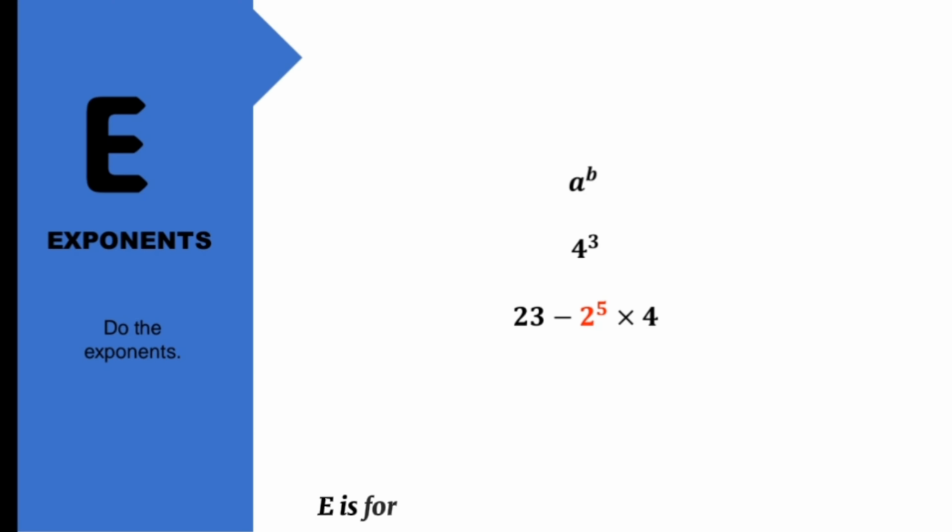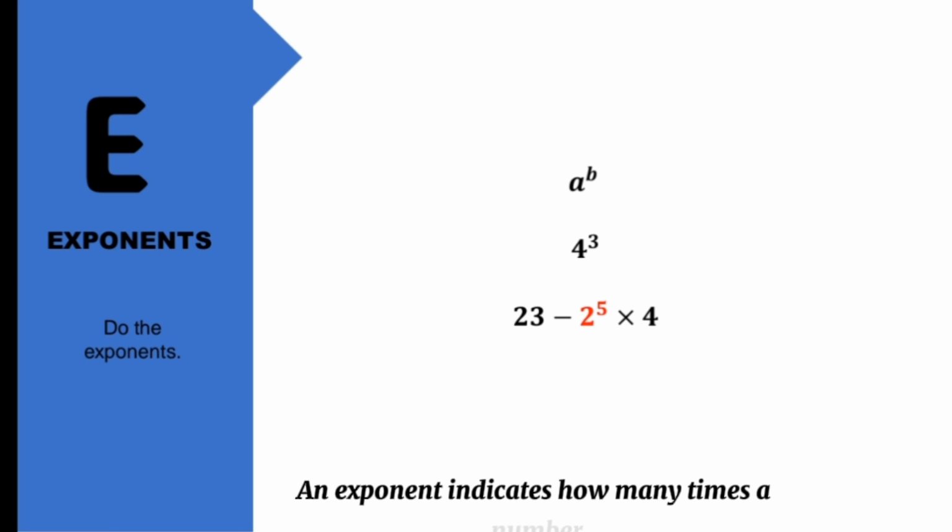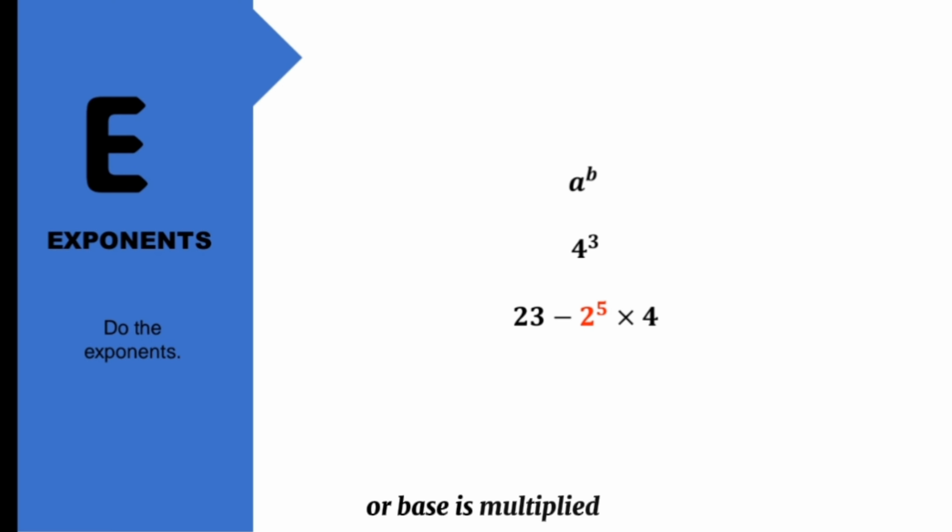E is for the exponents or powers and roots. It is the next priority. An exponent indicates how many times a number or base is multiplied by itself. Example, a to the power of b, 4 cubed. Also, when you encounter an equation like 23 minus 2 to the power of 5 times 4, do first the number that has the exponent because it is the second priority in the GEMDAS rule.